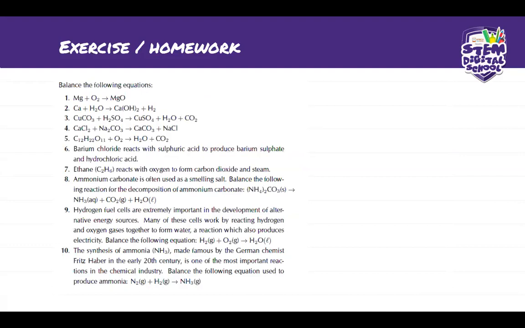So on number 9, it says hydrogen fuel cells are extremely important in the development of alternative energy sources. Okay? So this is our renewable energy sources, right? So many of these cells work by reacting hydrogen and oxygen gases together to form water, a reaction which also produces electricity. Balance the following equation. Hydrogen plus oxygen gives you water. Okay, so this one is another simple one. For us to balance the H2O, we just have to add a 2 in front of the H2O and add a 2 on the H2 gas, okay?